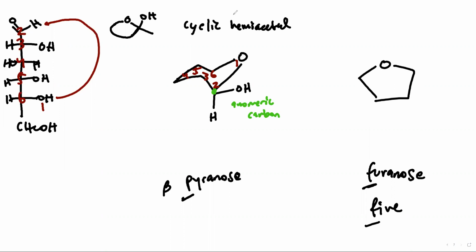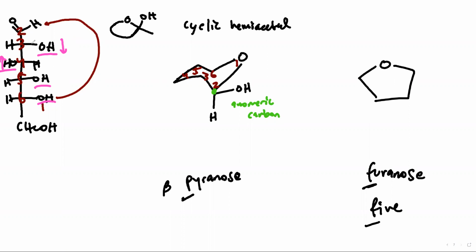But every secondary alcohol after this, we actually have explicit information as to whether or not it is up or down in this system. It's very simple. If it's on the right, it's up. If it's on the left, it's down. Oh, sorry, other way around. If it's on the right, it's down. If it's on the left, it's up. Okay, so that's how it works for these D sugars.